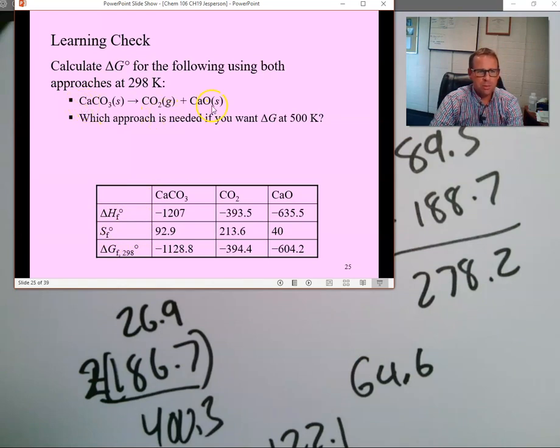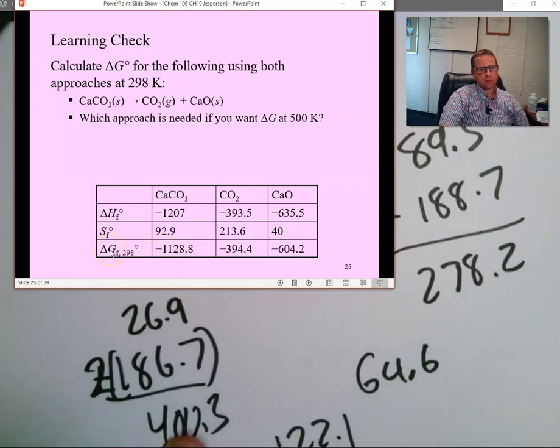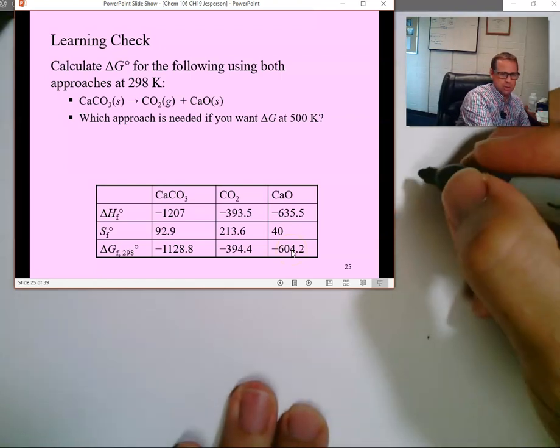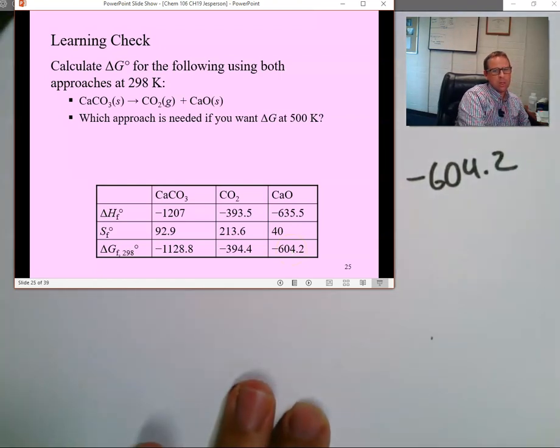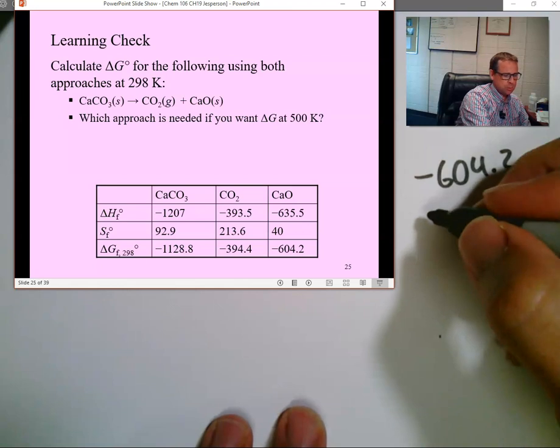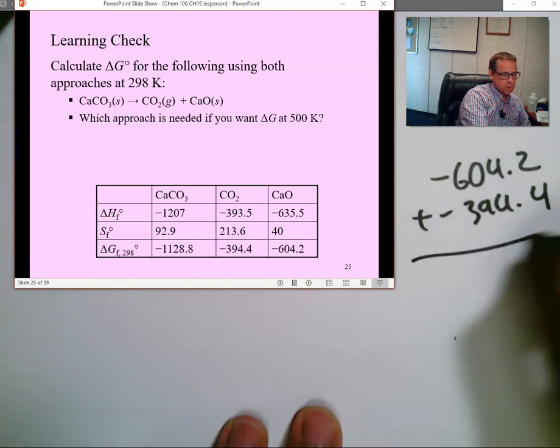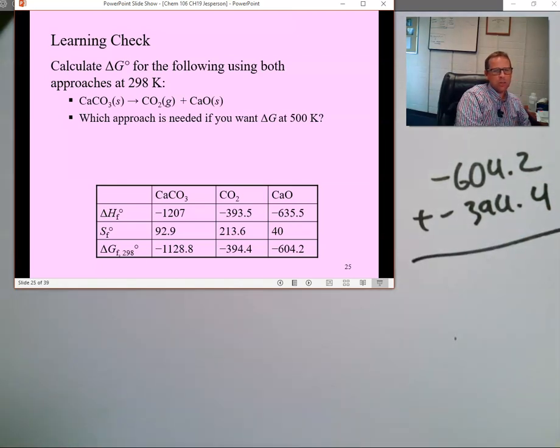So here's a chemical reaction. If we want to calculate it for 298 Kelvin, then we can just look at our products. Calcium oxide, negative 604.2. Plus carbon dioxide, negative 394.4. That is going to be our products contribution. Whereas our reactants, negative 1128.8.